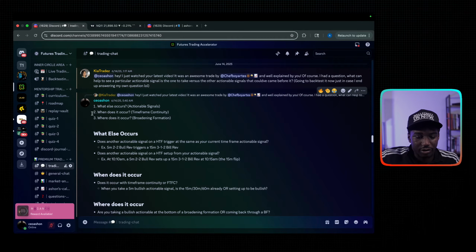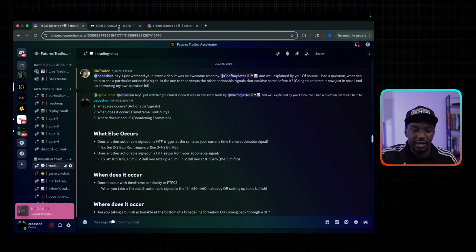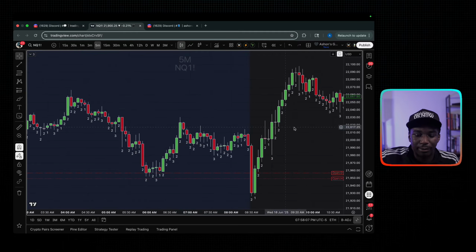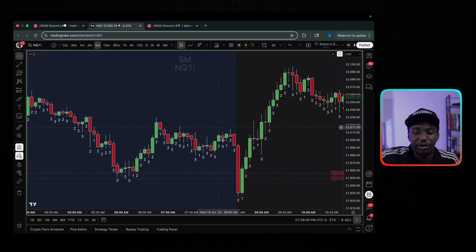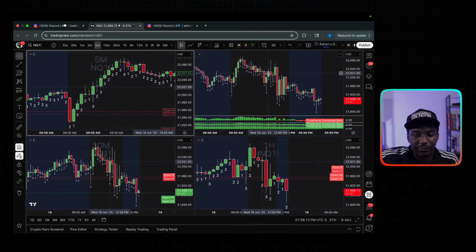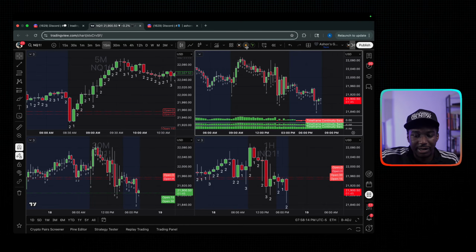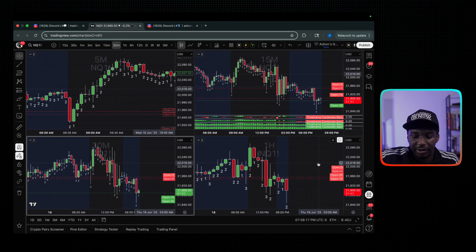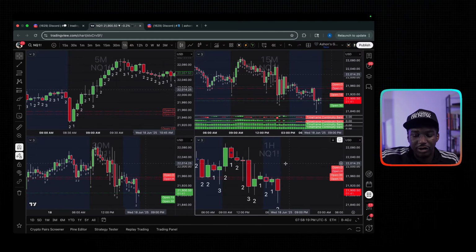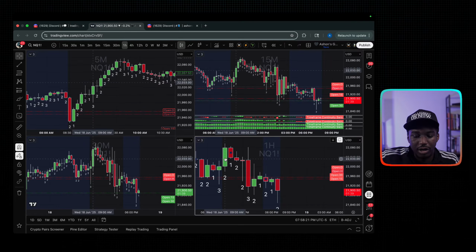What else occurs? When does it occur? And where does it occur, right? So what other actionable signals are taking place with the actionable signal that you're trying to take? So let's just use, as for this example, let's say we're trying to enter using the 5-minute time frame, right? And the supporting time frames we're going to use are the 15-minute time frame, the 30-minute time frame, and then the 60-minute time frame, right? These are the supporting time frames that we're going to use coupled with our 5-minute time frame.